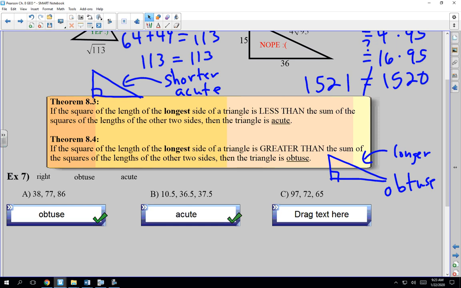And then you'll have to take my word for it. We're about out of time. But if you square 65 and you square 72, it will equal 97 squared. What did we learn is true when the sum of the squares of the smaller legs equals the square of the hypotenuse? And it's right. So those are your three different cases. So that's it.